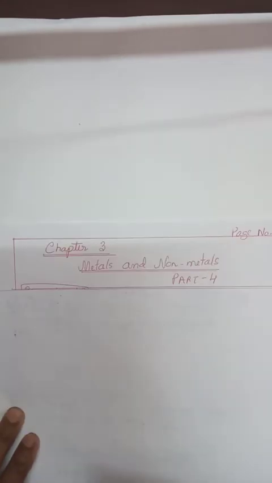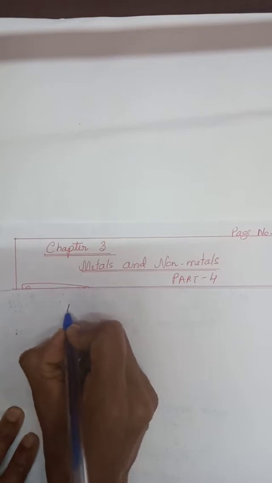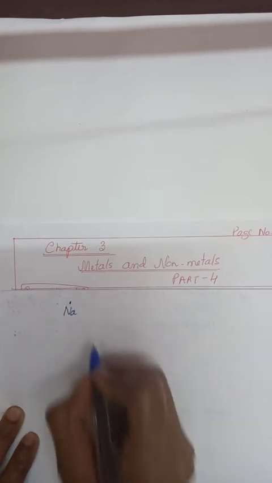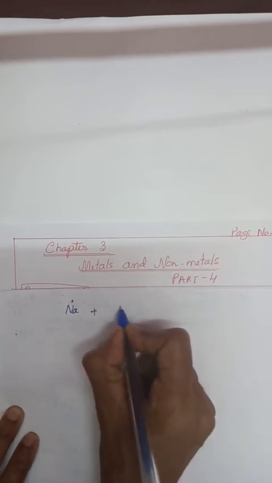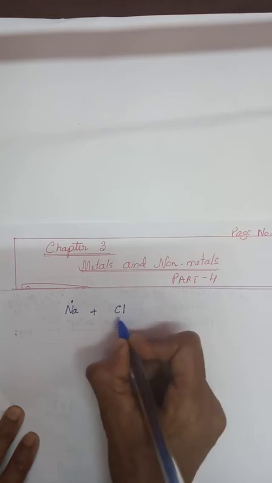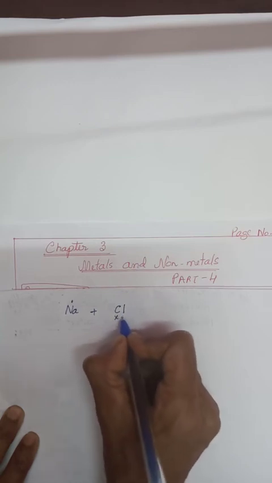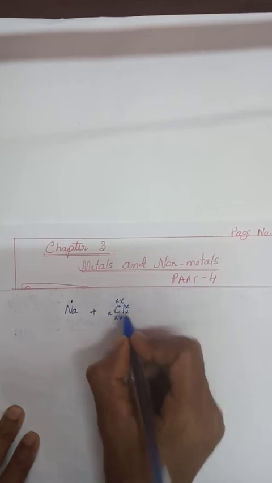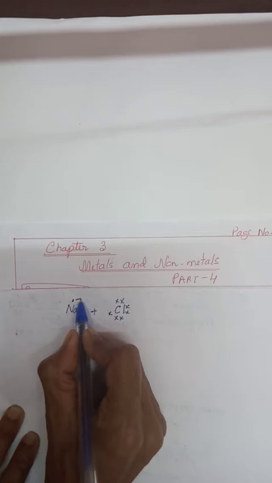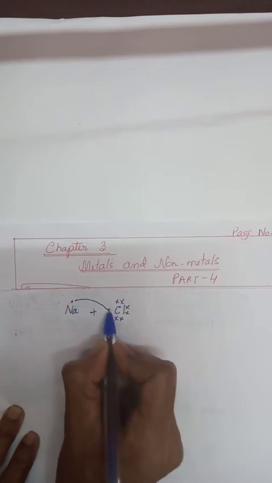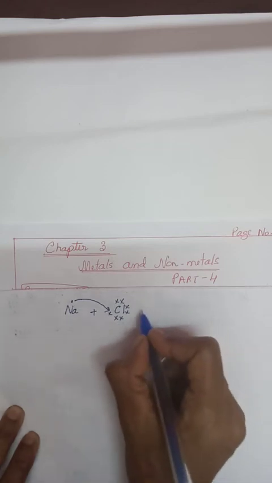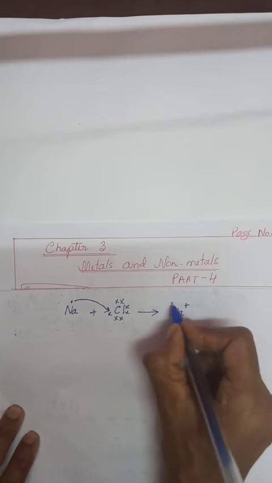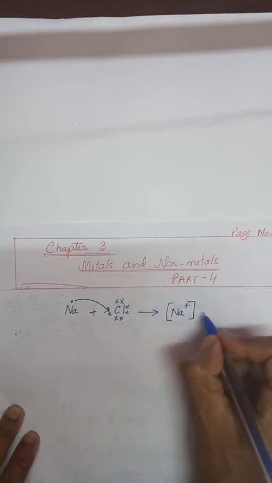Now, write the dot structure of sodium. Sodium is donating 1 electron, so you write here, this is the dot structure. Plus, chlorine is gaining the electron lost by the sodium atom. It has 7 electrons: 2, 4, 5, 6, 7. So this sodium is losing the electron that is received by chlorine. Sodium is donating 1 electron. It is Na plus, sodium cation.